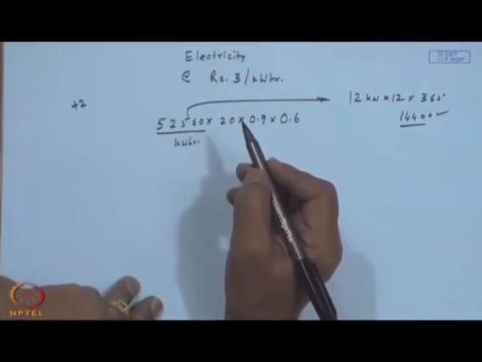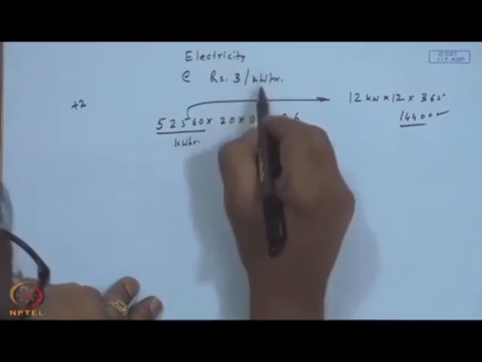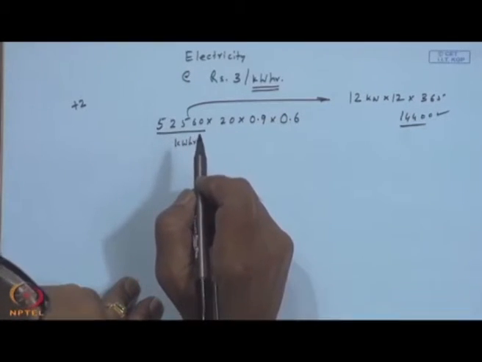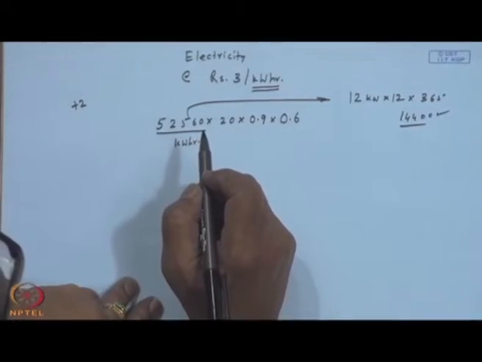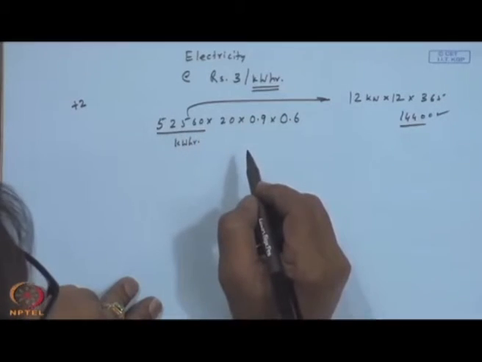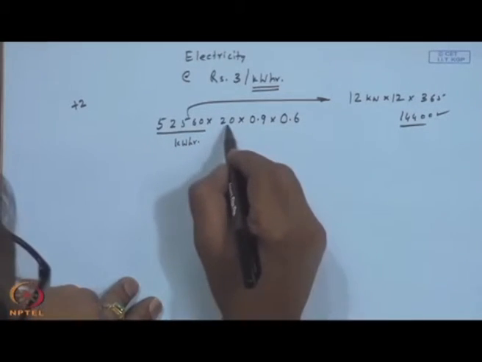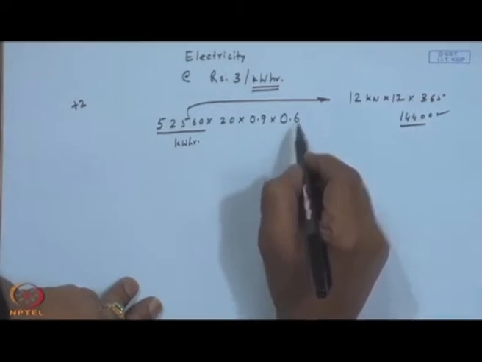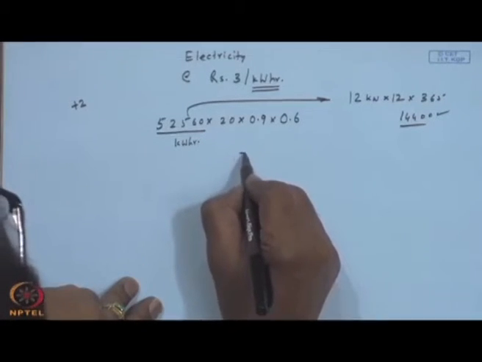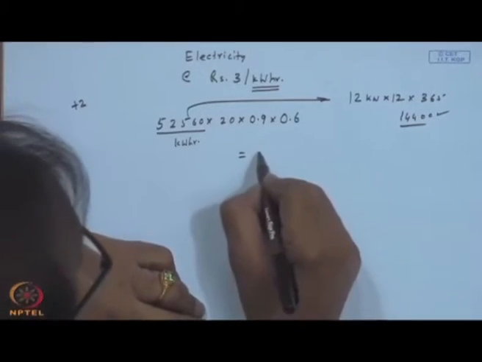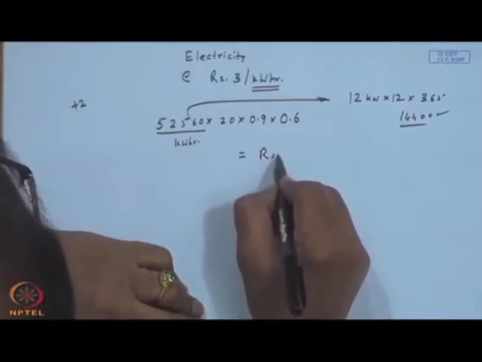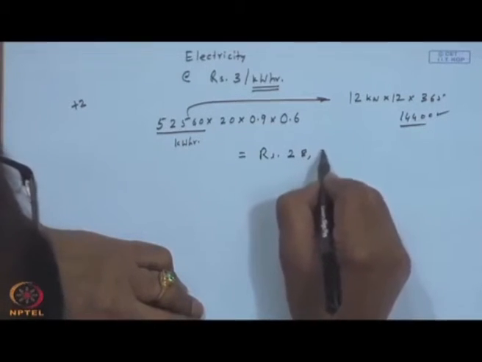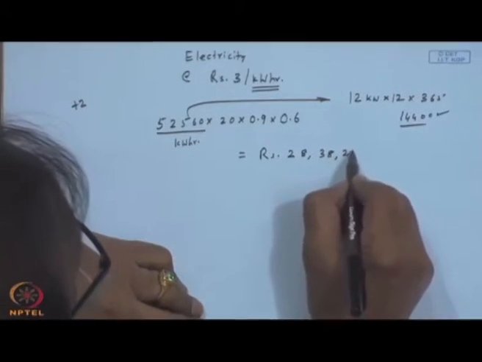Earlier we were calculating based upon the gigajoules. Now, I have got the rate per kilowatt hour. And the system was supplying 12 kilowatts for 12 hours a day. So, this comes to so many kilowatt hours for the 20 years multiplied by efficiency of 0.9 and load fraction of 0.6. So, this should be equal to Rs 28,38,240.